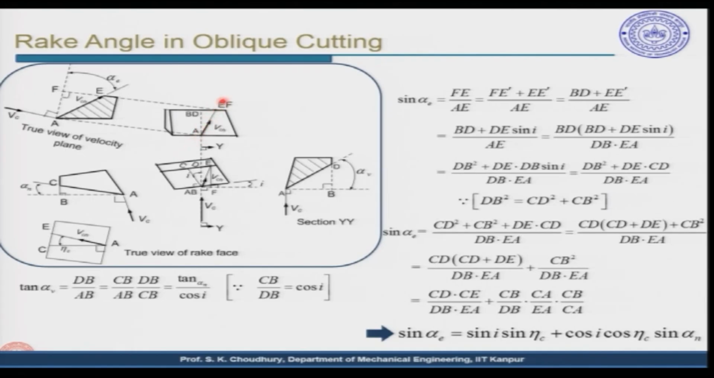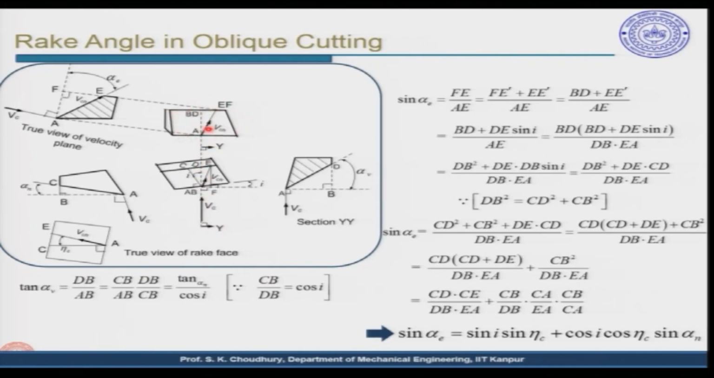AE line or AF line, then we will see a view which will actually be a true view of the velocity plane, because this is called the velocity plane, along the chip velocity vector. But here the cutting velocity is not visible, because the cutting velocity is in this way. So, in this view the direction will be as shown here, this is the VC. This is called the true view of the velocity plane, this is the true view of the rake face, this is the section YY, and this is the top view, the projection of the view given here.